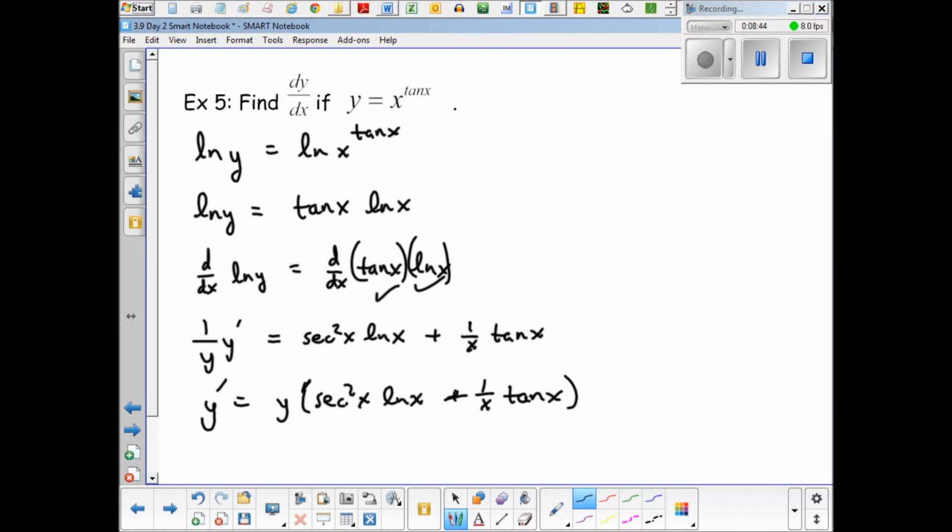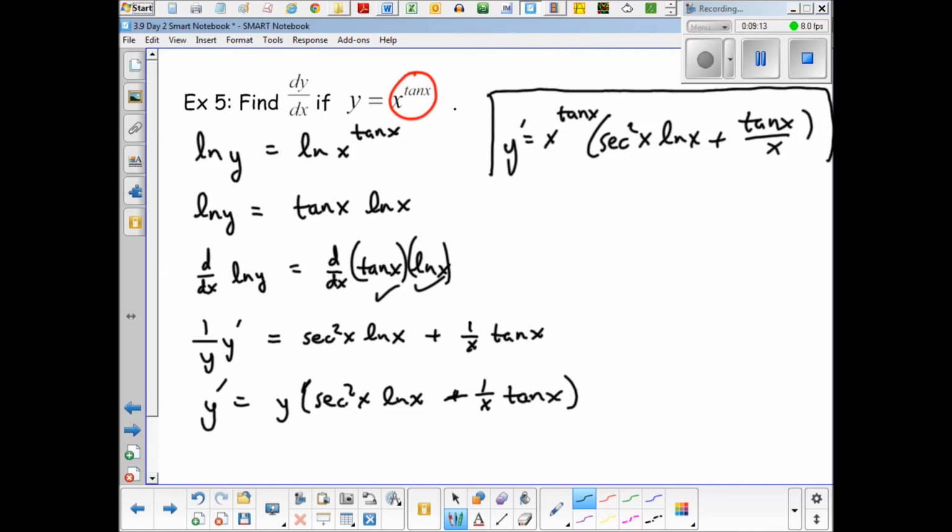This is the correct answer. Right, and y is, if you remember, x to the tan x. Okay, so here's the final answer. Y prime is equal to x to the tan x times secant squared x ln x plus tan x over x.